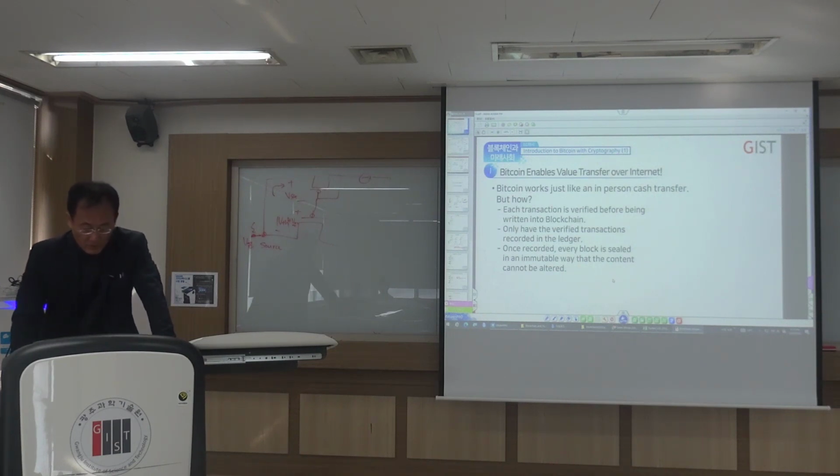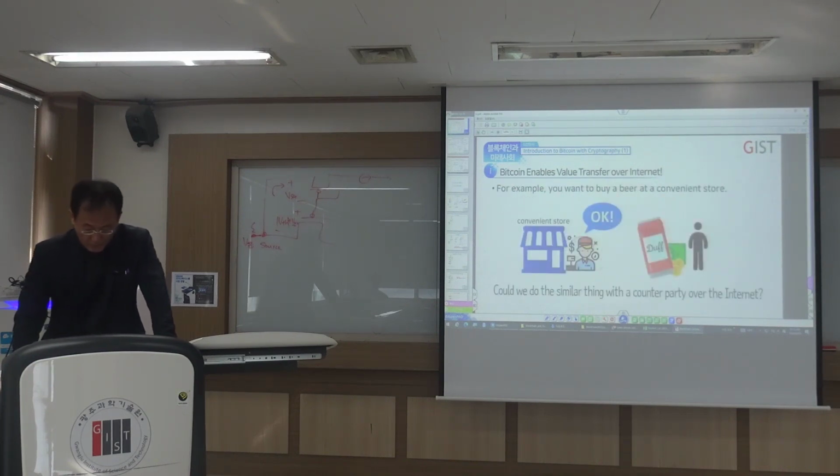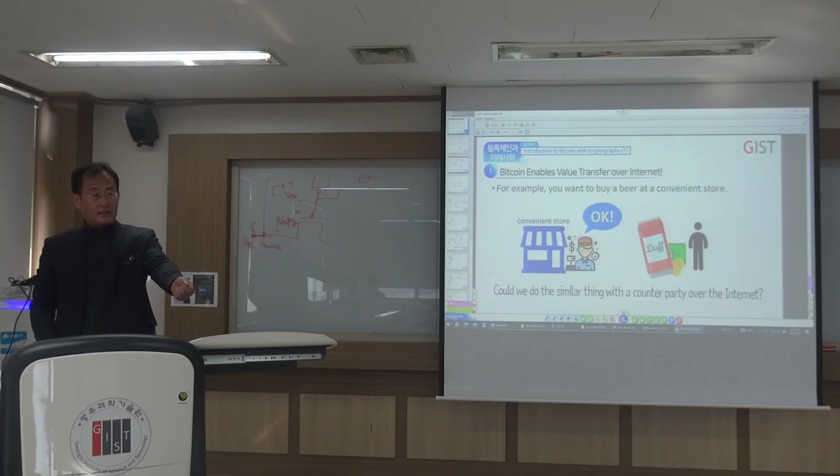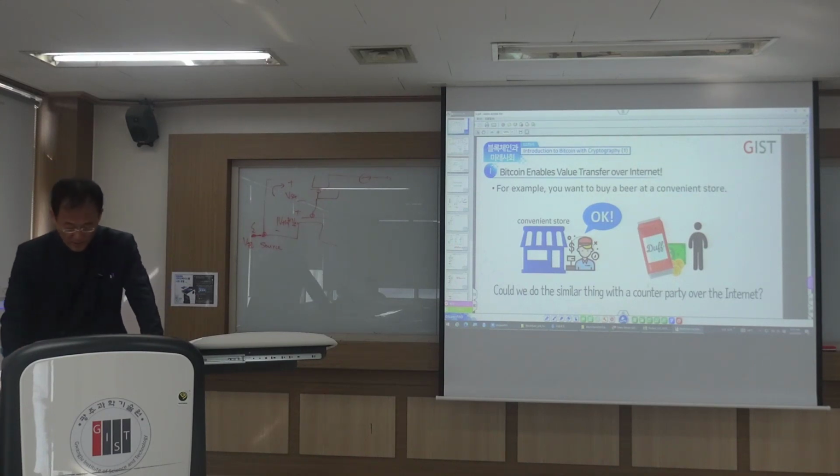So Bitcoin works like an in-person cash transfer, but how? Each transaction is verified before being written into the blockchain. Only verified transactions are recorded in the ledger. Okay, once recorded, every block is sealed in an immutable way so that the content cannot be altered. This is the work of POW, right? So for example, you come to the convenience store and try to purchase an item, like a drink. You pay money, and on the other hand, you get the merchandise, right? It has to be done simultaneously.